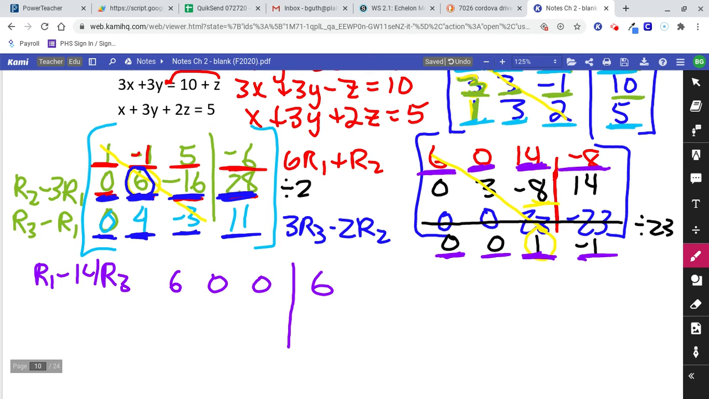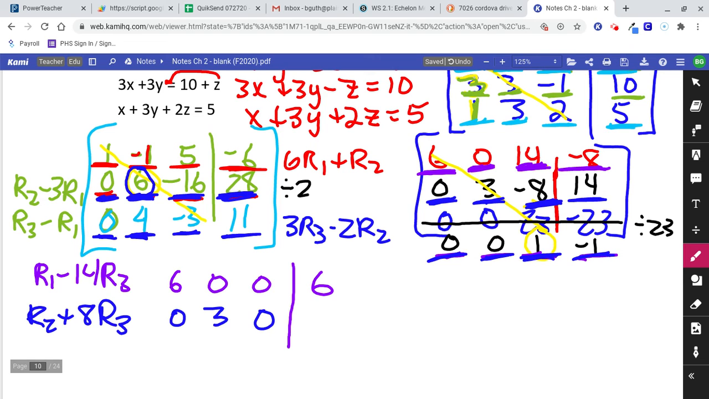is 6. Okay. Now we look in the middle row. I need to get rid of the negative 8 using a 1. So my rule might be row 2 plus 8 row 3s. That would be negative 8 plus 8. So do it all the way across. 0 plus 8 zeros is still 0. And 3 plus 8 zeros is still 3. Negative 8 plus 8 ones is 0. 14 plus 8 negative ones, that's going to be 14 minus 8 is 6. And then the bottom row is all good, so just leave it alone.